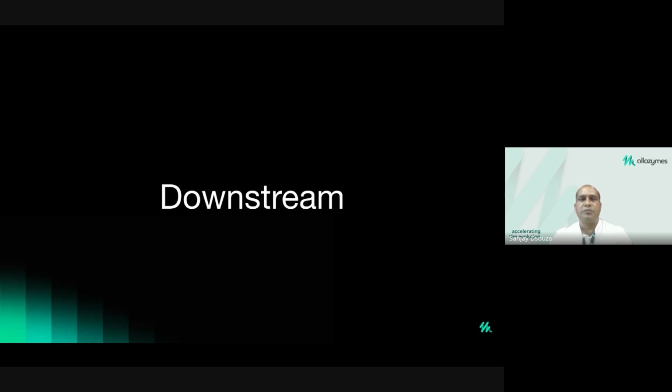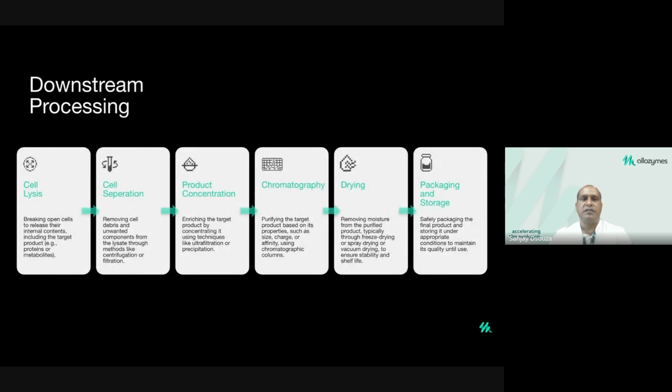Moving on to the downstream side. The moment the upstream process goes on, parallelly we also start understanding the steps required for carrying out the downstream process. The general downstream processes are cell lysis, cell separation, product concentration, chromatography, drying, and packaging.